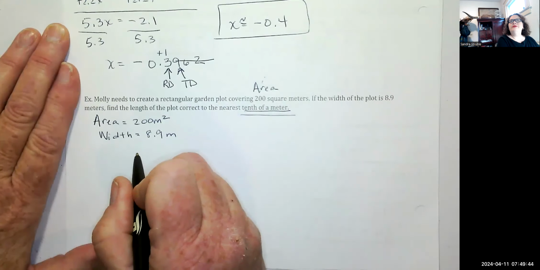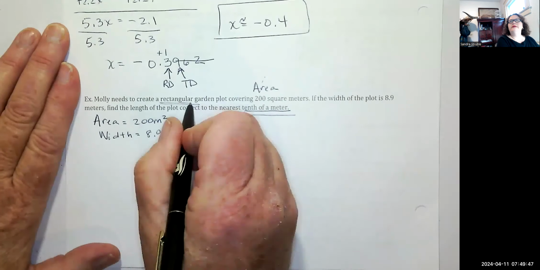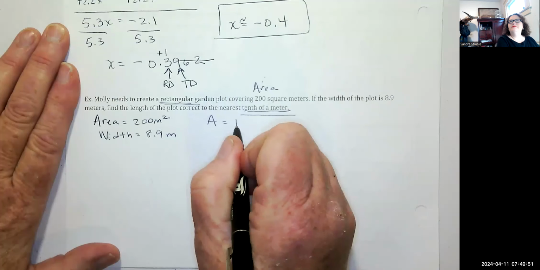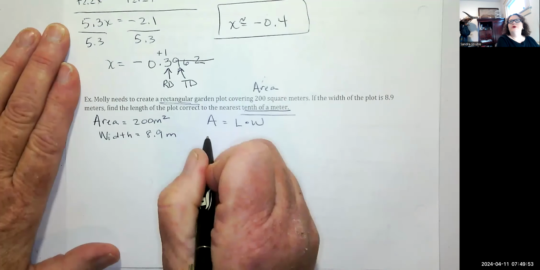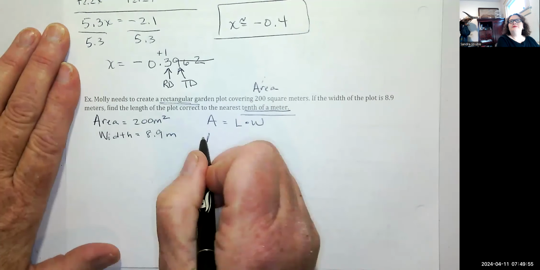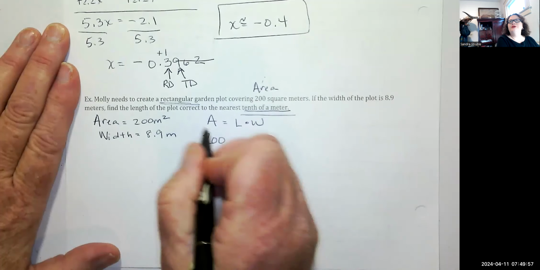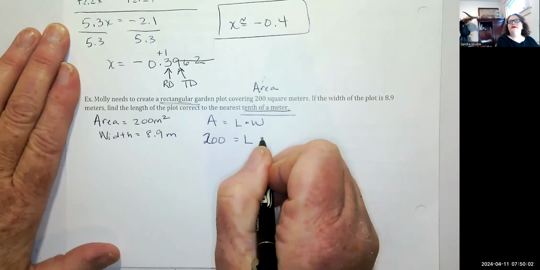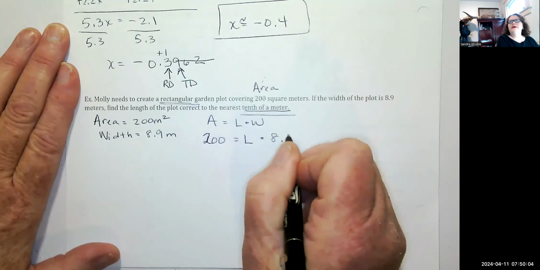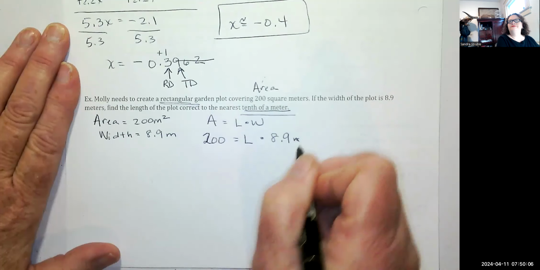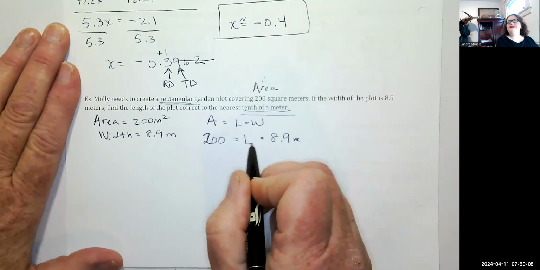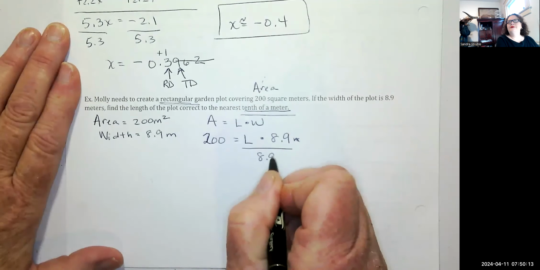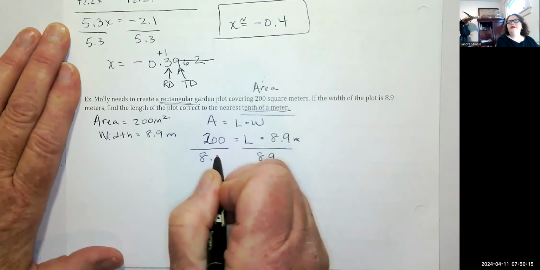So I need to know what the area for a rectangle is. Area for a rectangle is length times width. So if I do that, that means my area is 200. I'm just substituting in what these are. I don't know what my length is, and my width is 8.9. I don't need my meters there. All right. 8.9 is multiplied to L. The opposite of multiplication is division. So I can divide both sides by 8.9.